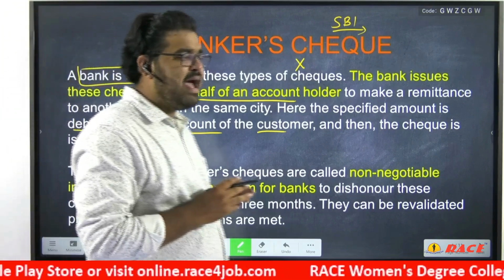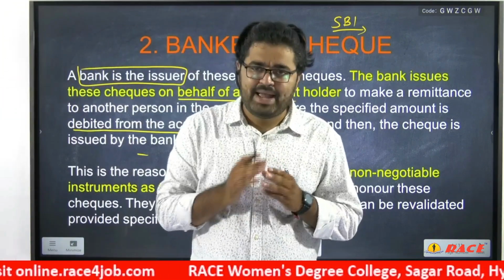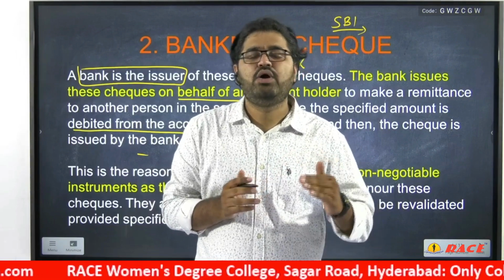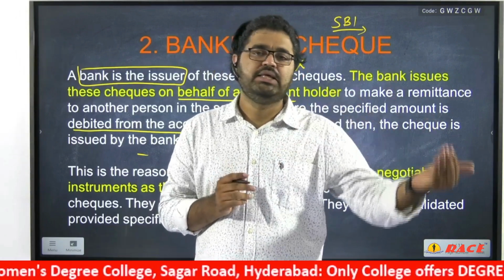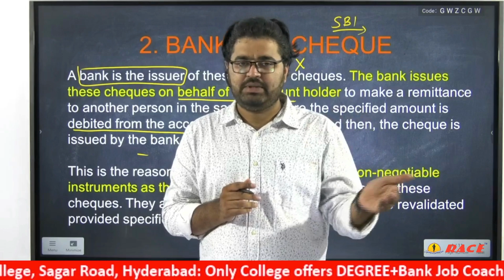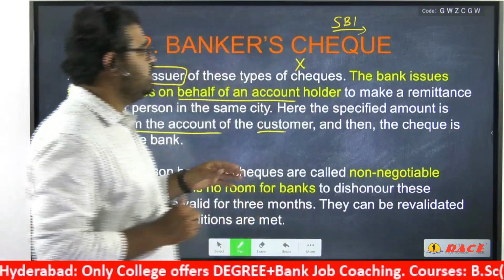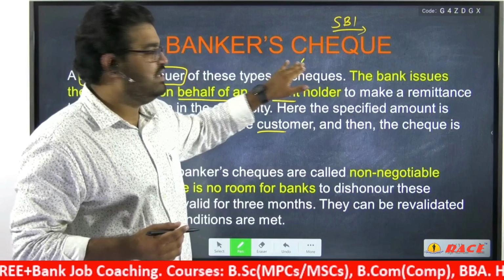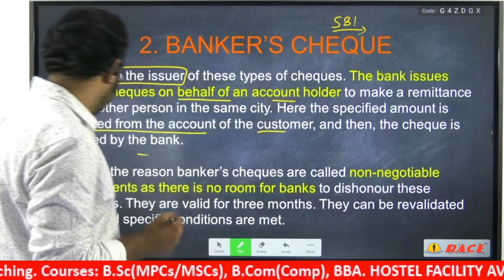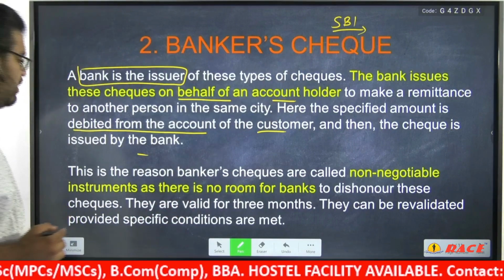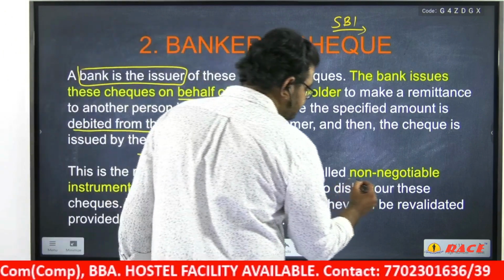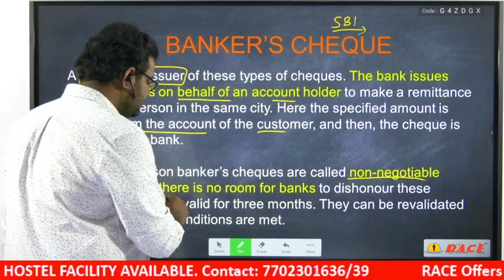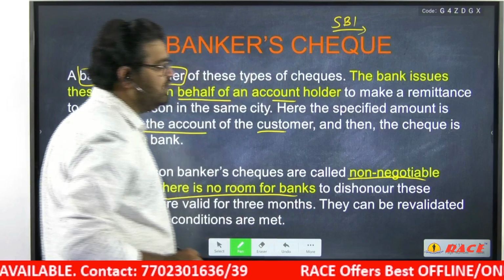So basically, banker checks are issued by the banks on behalf of the customer in order to make payment to a third party or any other person, right? So whatever the amount is, it is debited from the customer's account. Here the customer is Mr. X. This is the reason banker checks are called non-negotiable instruments, as there is no room for banks to dishonor these checks.